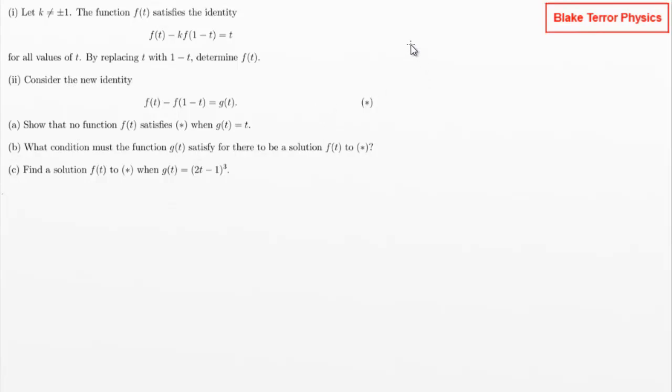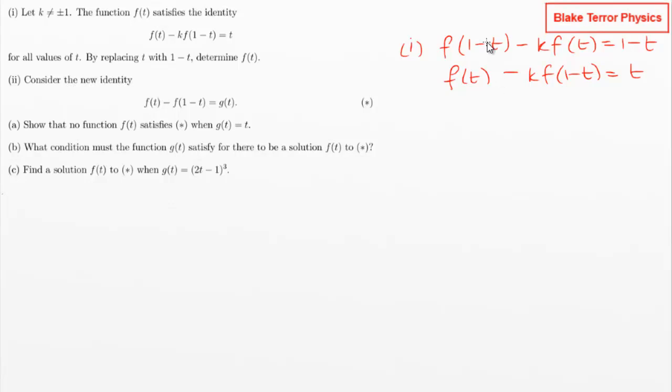Okay, well, they've told us what to do, so let's do it, I suppose. Replace t with 1 minus t. So f of 1 minus t minus k f of 1 minus 1 minus t, which would be t, equals 1 minus t. So we've got that, and we want to find f of t. Let's write the other one underneath just so I can compare them and see exactly what we've got. Okay, right, so we're nearly there on this.